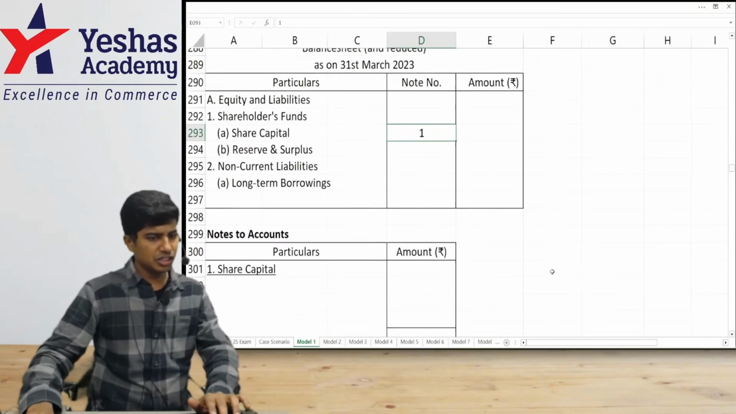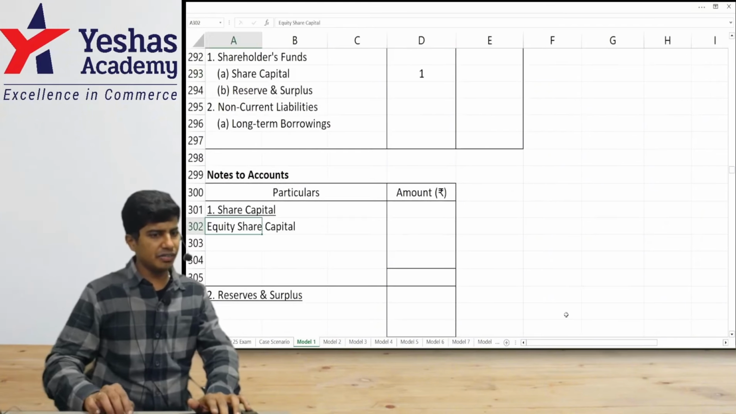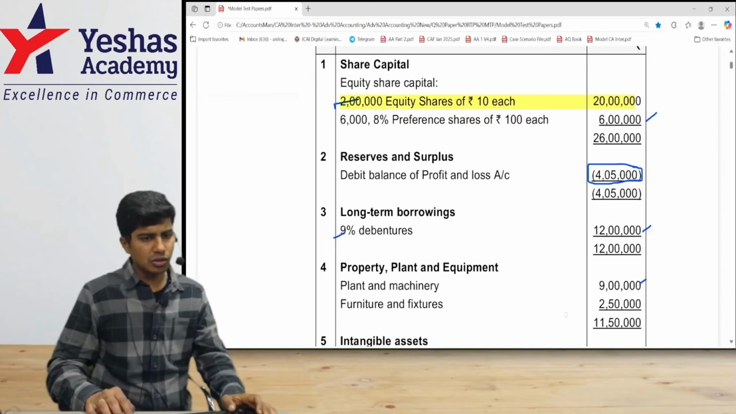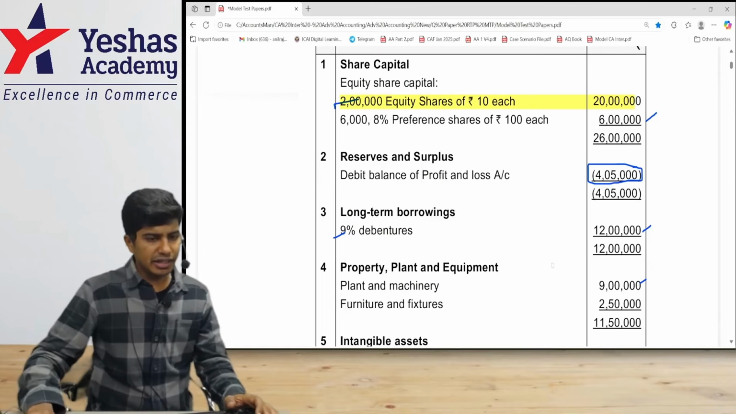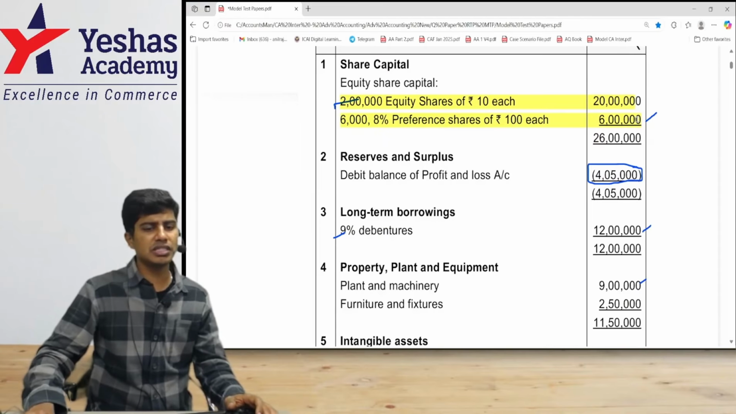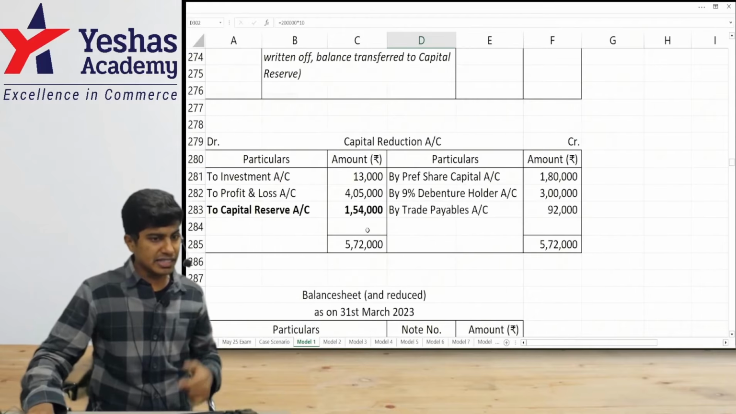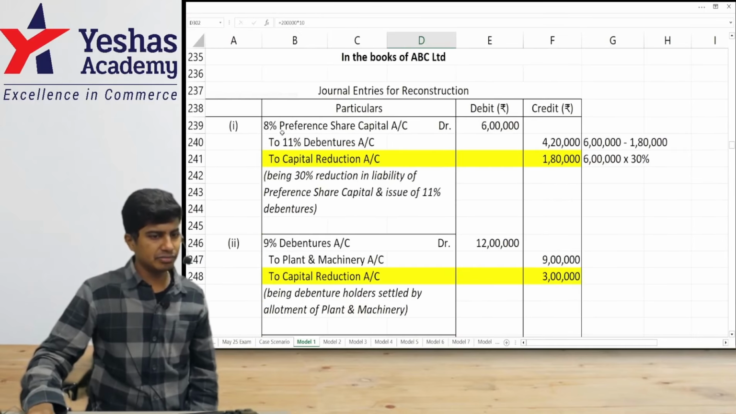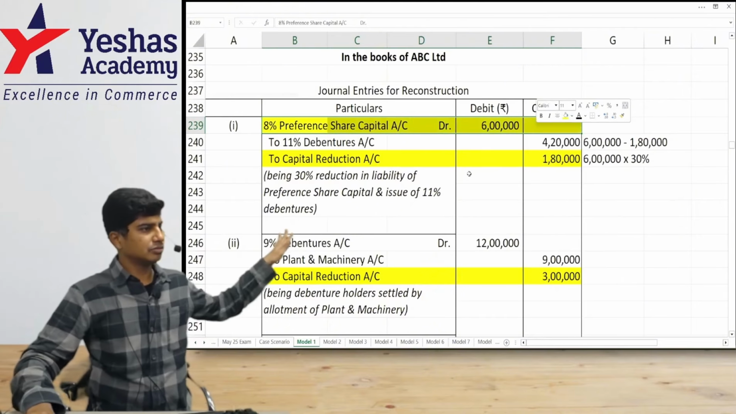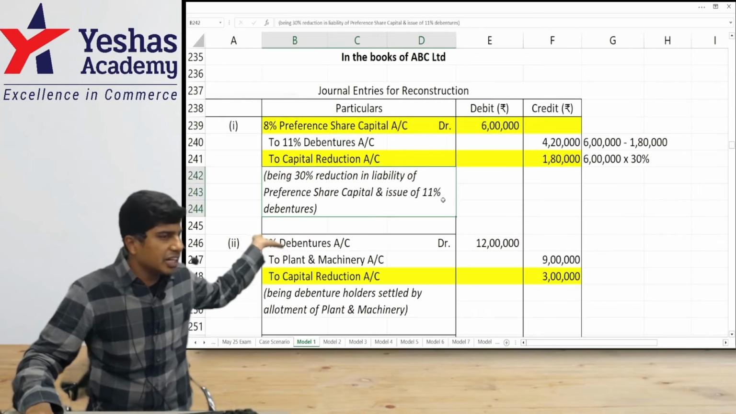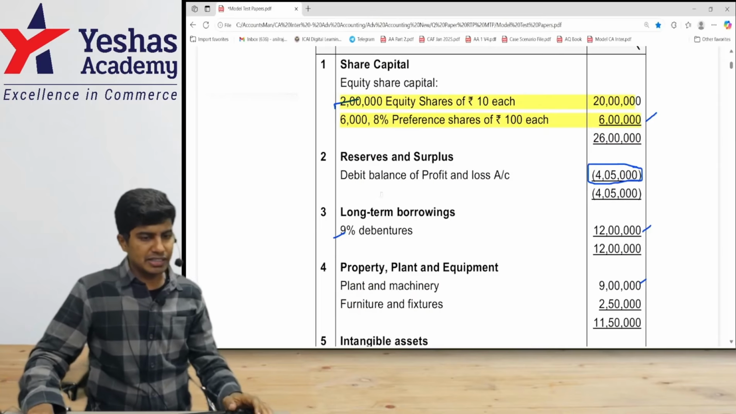Note number 1, share capital. I would write equity share capital 2 lakh. No. 2 lakh equity shares of rupees 10 each 20. Here we have 6,008% preference shares of rupees 100 each, 6 lakh. And this 6 lakh we have debited here. Am I right? So that's it, gone. That's gone. We don't have preference share anywhere else. Come to the next item.